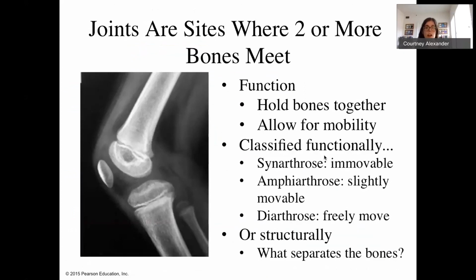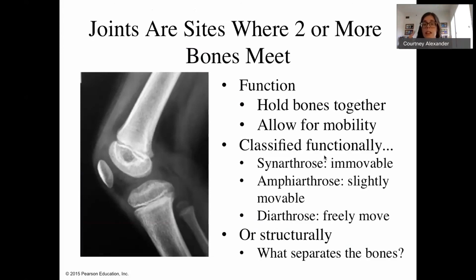Now, joints are sites where two or more bones meet. The other word for a joint is an articulation. And the function of a joint is to hold bones together while also allowing for mobility if mobility is needed at that site. We can classify joints functionally by what they do, how movable they are. Synarthrotic joints are immovable, amphiarthrotic joints are slightly movable, and diarthrotic joints are freely movable.